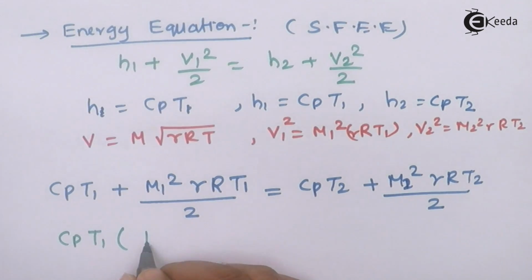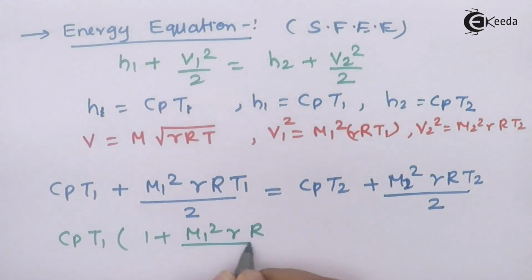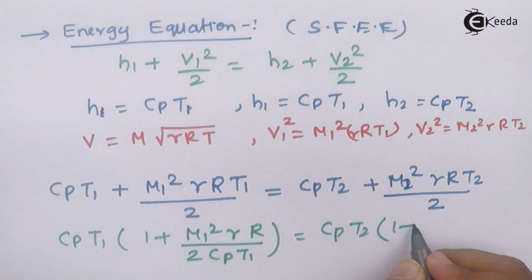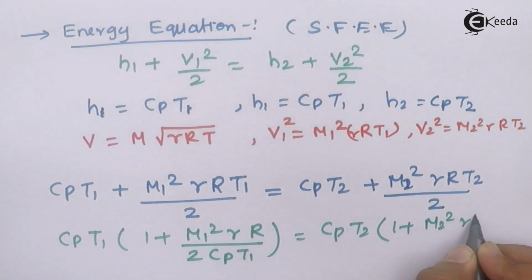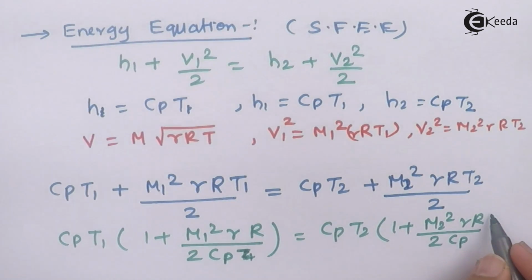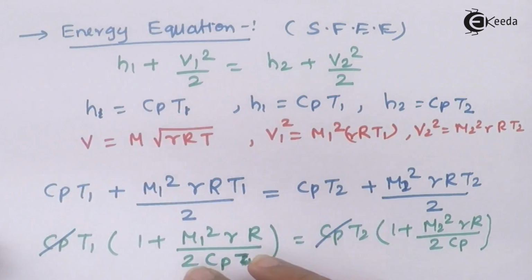Cp into T1 into 1 plus M1 square into gamma R upon 2 times Cp is equal to Cp into T2 into 1 plus M2 square gamma R upon 2 Cp. So this will be the entire part. Over here the value of Cp will go away and we'll be left with this equation. In this equation, let me write this all over again.